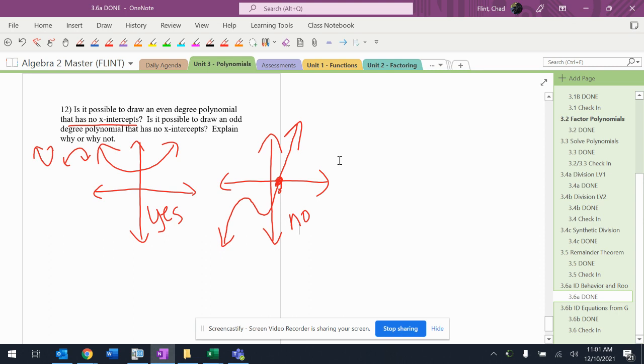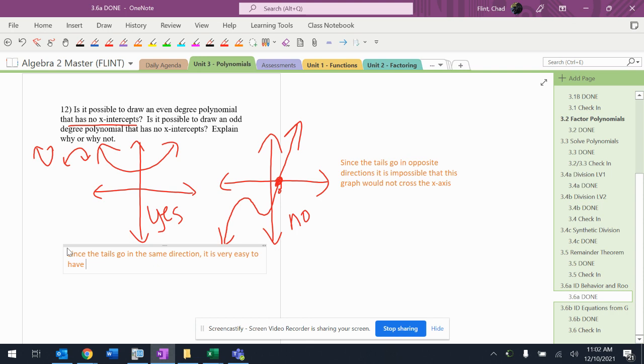So what I'm going to say here is for this one, I'm going to say since the tails go in opposite directions, it is impossible that this graph would not cross the x-axis. And then I'm going to say here, since tails go in the same direction, it is very easy to have a graph that does not cross the x-axis.